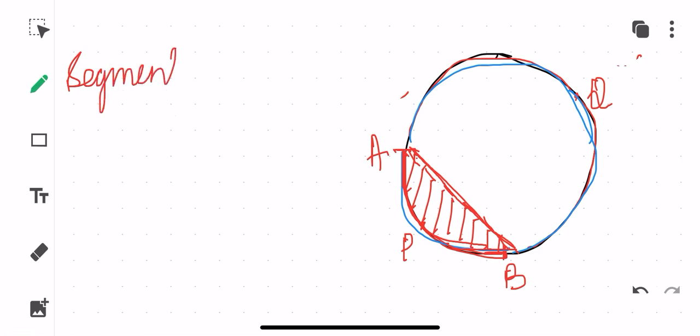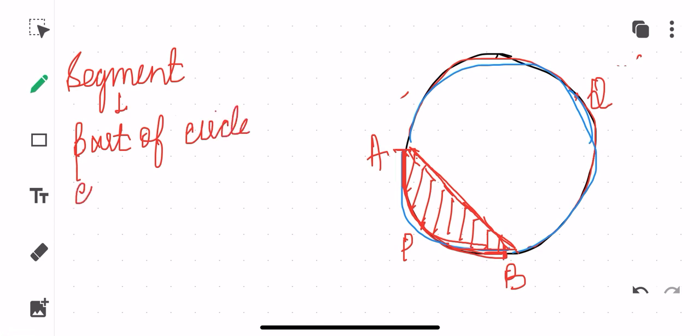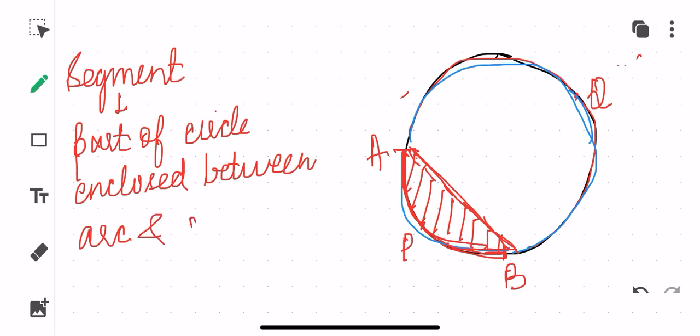Okay, so if they are asking you what is segment, segment is a part of circle that is enclosed between, what? It is enclosed between the arc and the chord. Arc and chord. Okay, so this is an important thing, children, that you should need to know, that a segment is a part of the circle that is enclosed between arc and chord.